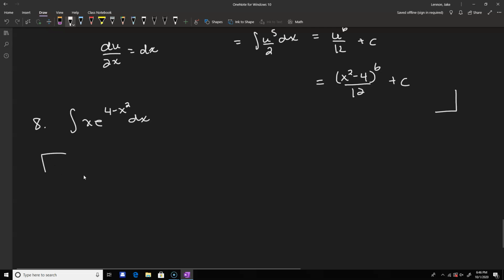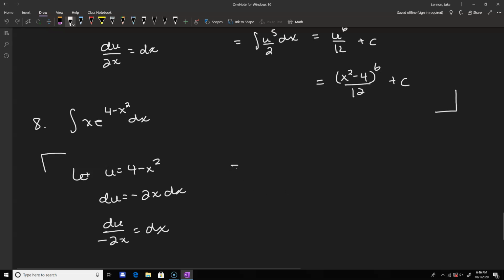So on this one, we want to let u be that exponent. So let u be 4 minus x squared. And so then du is going to be minus 2x dx. So du over minus 2x is the value of dx. So pretty similar substitution to the last one. We do just have a negative now involved.